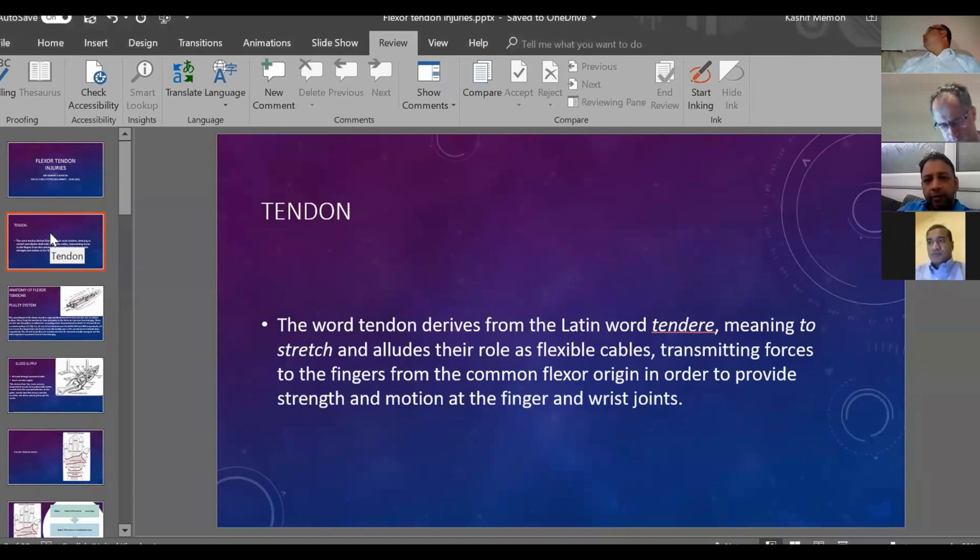The word tendon is derived from the Latin word tendere, meaning to stretch, and these tendons play their role as flexible cables, transmitting forces to the fingers from the common flexor origin in order to provide strength and motion at the finger and wrist joints.